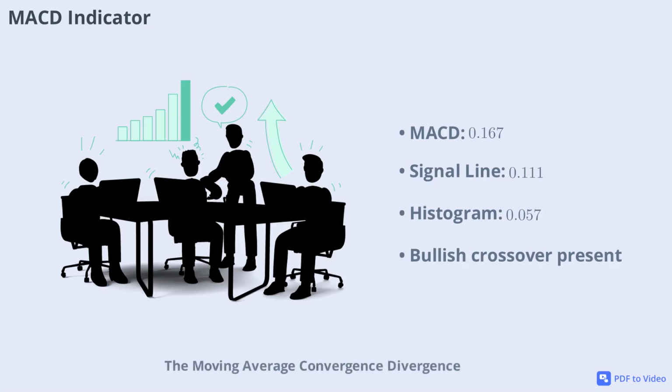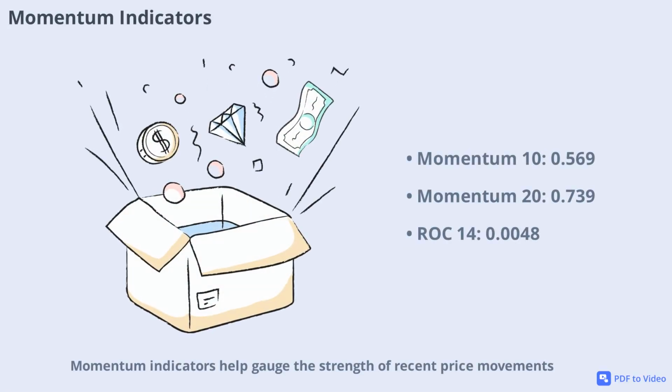The Moving Average Convergence Divergence (MACD) is a trend-following momentum indicator. For COWG, the MACD value is 0.167, the signal line is 0.111, and the histogram is 0.057. These readings indicate a slight bullish bias as the MACD is above the signal line. However, the momentum is not particularly strong, so traders should watch for any increase in the histogram or a crossover for more decisive signals.